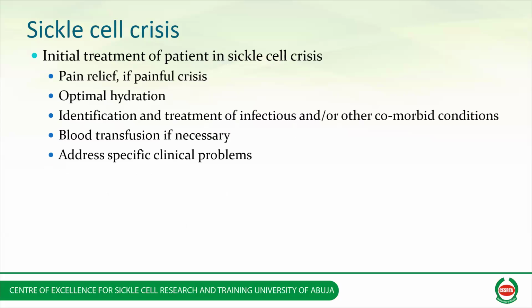Initial treatment of a patient in sickle cell crisis includes pain relief if it is a painful crisis, optimal hydration, identification and treatment of infectious and other comorbid conditions, and blood transfusion where necessary. We should also address specific clinical problems or triggering factors. Is there any triggering factor? We should identify it and remove it or treat it.